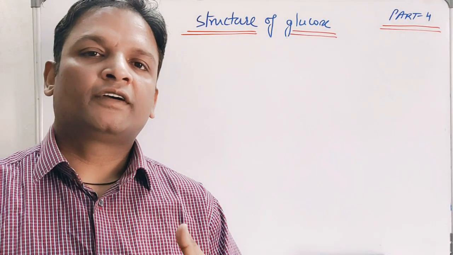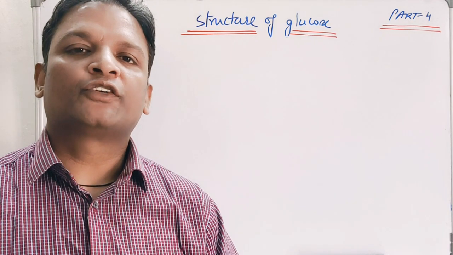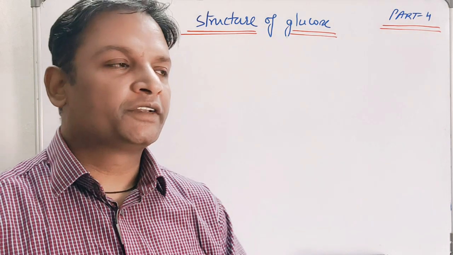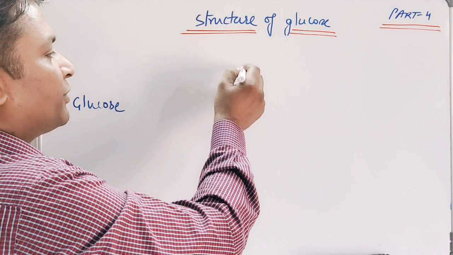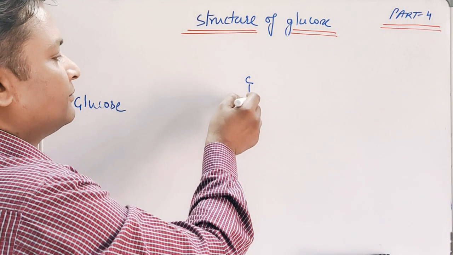So now, after observing these different types of reactions, what structure do we give to glucose by following the different observations? Let's see what the possible structure of glucose is. We observe that glucose gives n-hexane on reduction. It means there must be 6 carbon atoms.